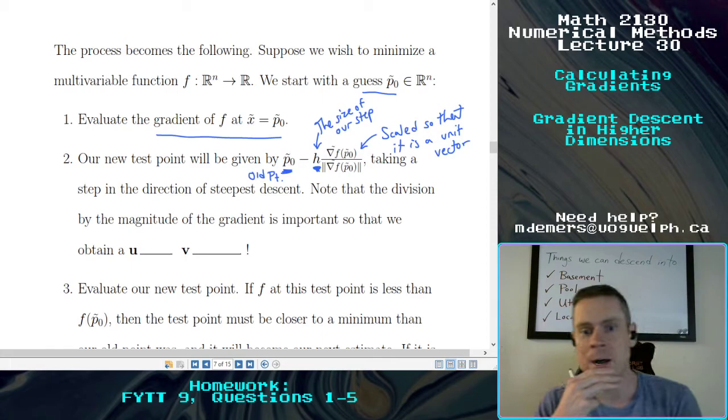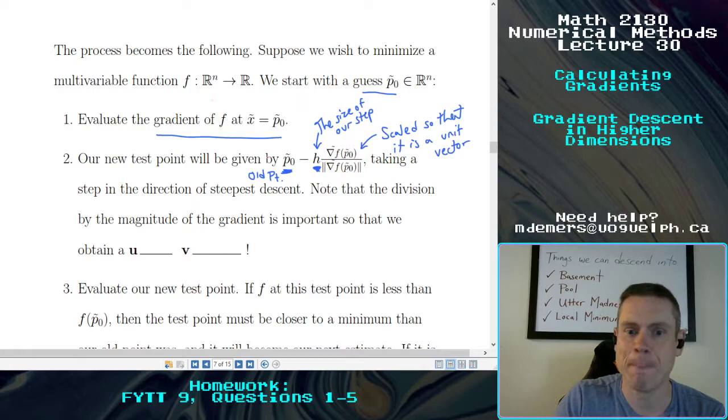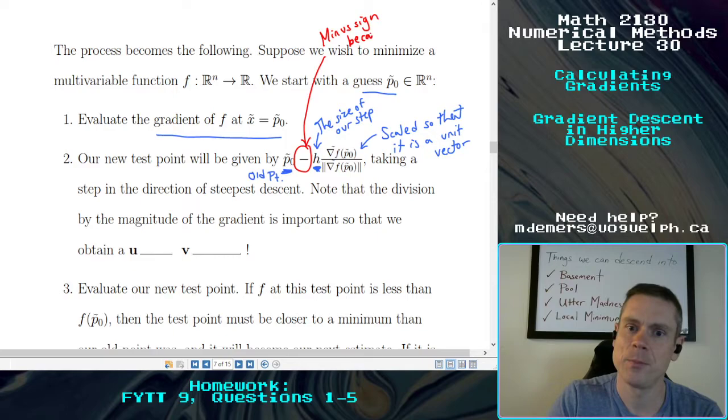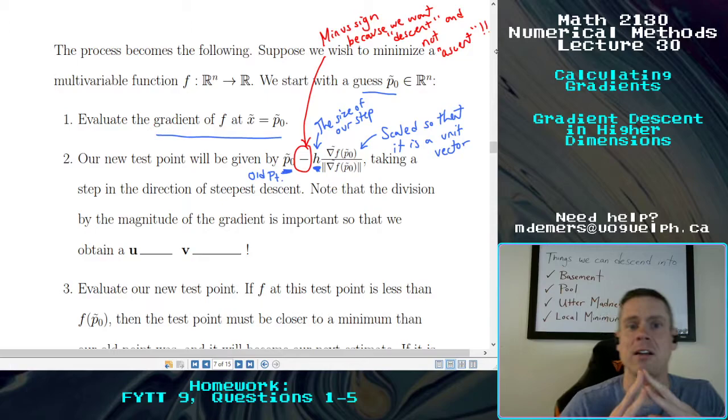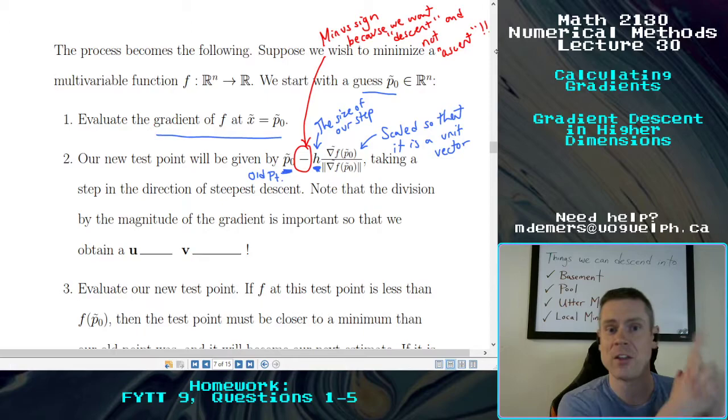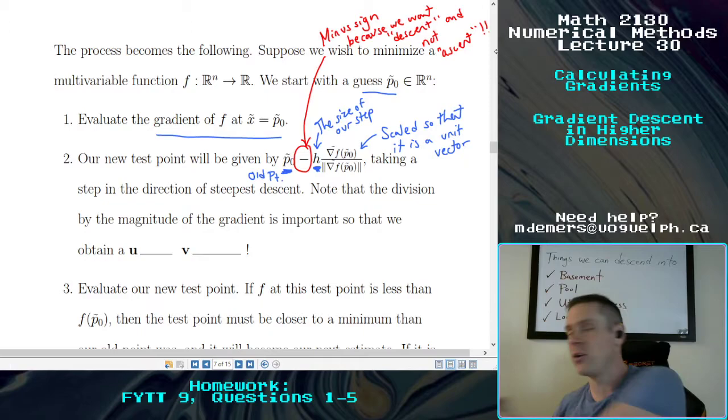The other thing that I want you to take note of is the fact that I have a minus sign right here. And the minus sign is because we want descent and not ascent. That minus sign is there exactly because, if our gradient is pointing in the direction of steepest ascent, then the negative of that will point directly backwards, which will be the direction of steepest descent. And that's what we're trying to do.